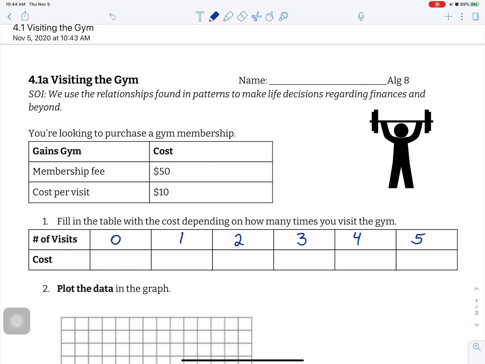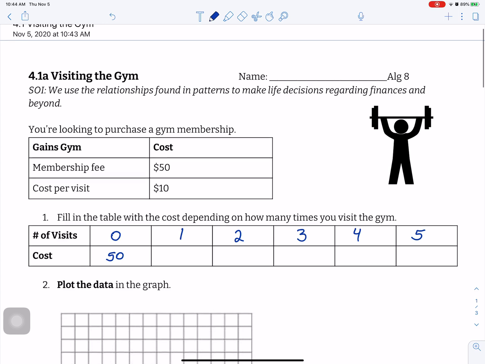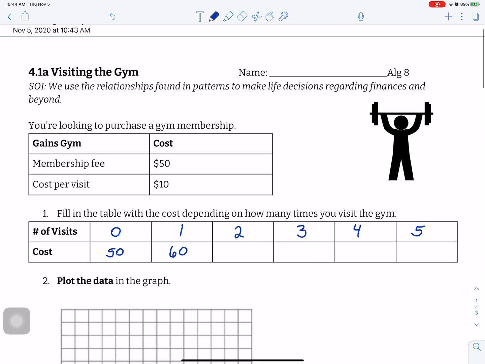So if we never visited the gym, we would still have paid that $50 membership fee because we said, yep, I want to have this gym membership. But then if we were going for one visit, we pay the membership fee, plus we have to pay an additional $10. So now we're going to be at $60. We don't put the dollar sign in on our table. We just want to keep it as numbers. 2 visits, it's going to be $70. We only had to pay the membership fee once, and this would just keep going up by the $10.